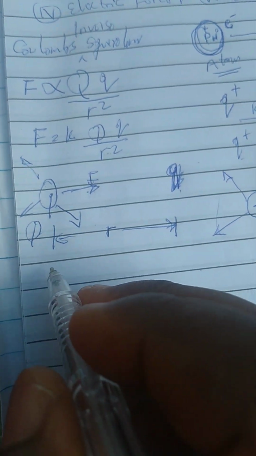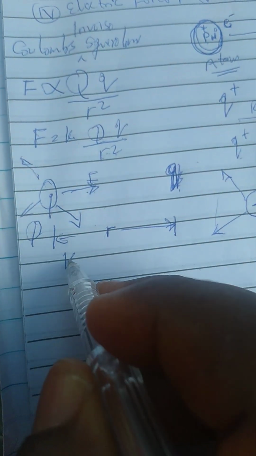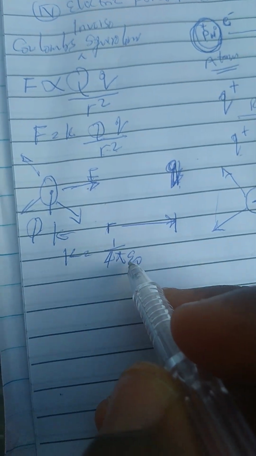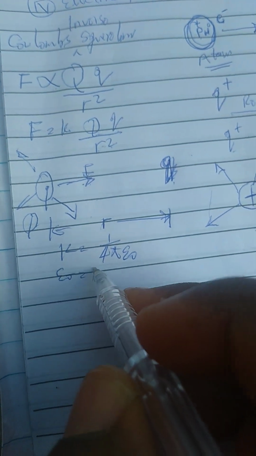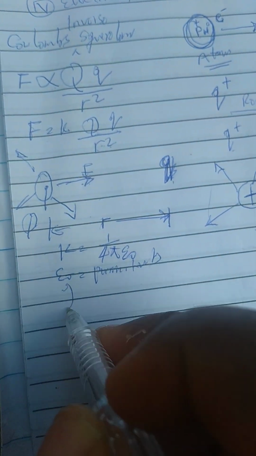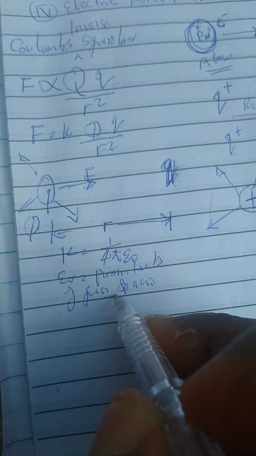So in a nutshell, my F is equal to kQq divided by r squared, where k is given as 1 over 4 pi epsilon naught. This epsilon naught is called permittivity of free space.